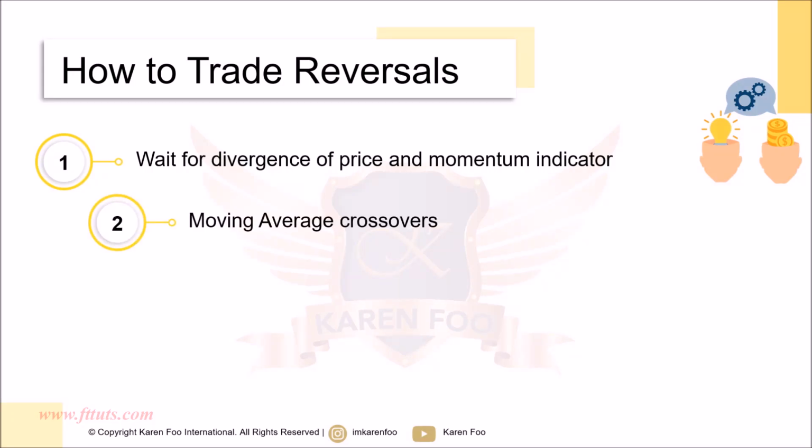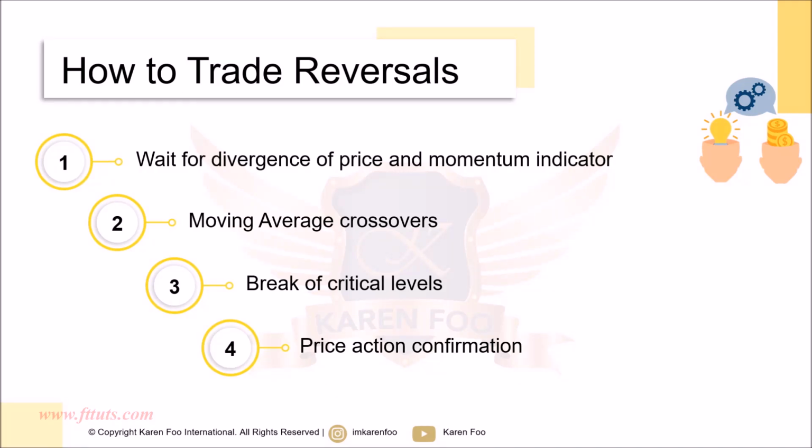The second clue is a moving average crossover. I'll cover more on this during the moving average lessons. The third is a break of critical levels, for example a trend line or support and resistance. Number four is a price action confirmation. Maybe in a downtrend you see a bullish reversal signal, and not only do you need a price action confirmation, you also need your momentum indicators to give you a signal, for example an oversold or overbought signal. If this confuses you a little, don't worry, it'll be covered in the next few lessons.